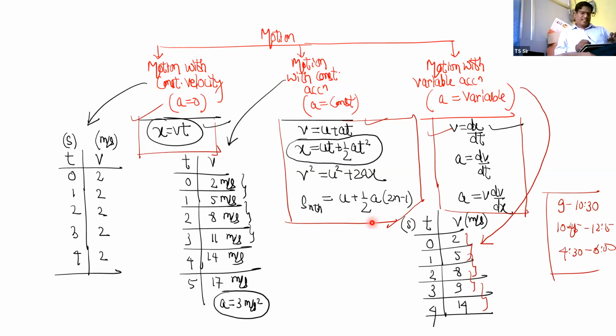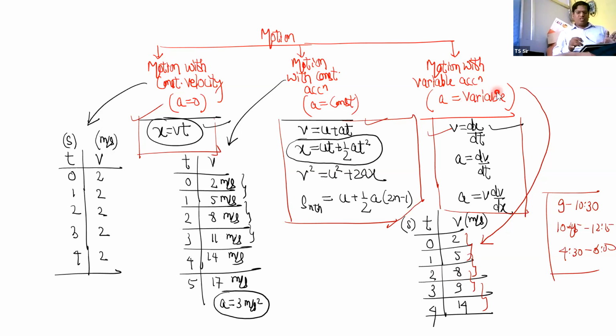Today we will be focusing on motion with constant acceleration. Then I gave another example. Here you see the velocity changing with time. So there is acceleration, but the change is not the same every time. From 2 to 5 the increase is 3, from 5 to 8 the increase is 3, but from 8 to 9 the increase is 1. So in the same time interval, it's not changing by the same amount. There is acceleration, but it is not constant. It's variable acceleration.